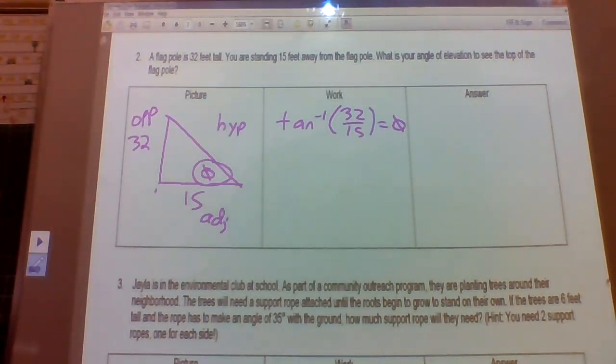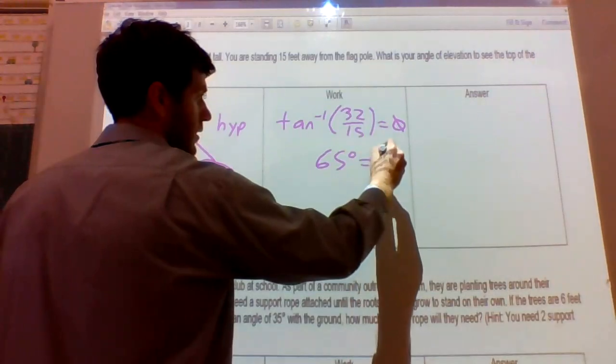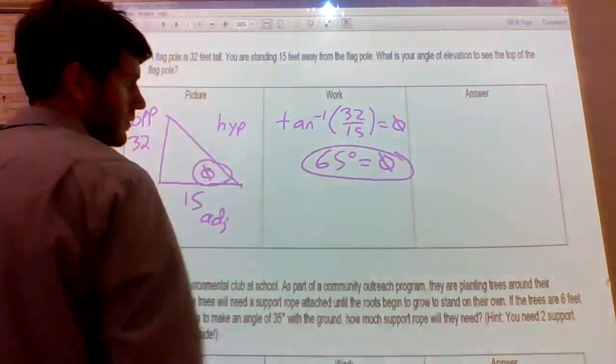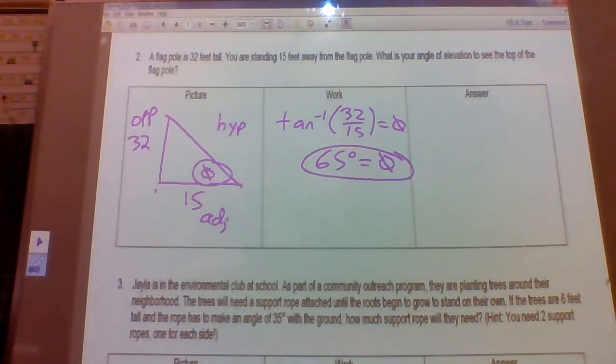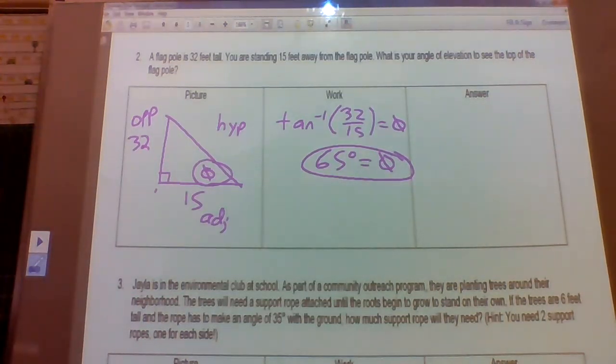So inverse tangent of 32 divided by 15 is going to give us 64.9 degrees. So let's just say 65 degrees is theta. So the flagpole is 32 feet tall, you're standing 15 feet away, this is the right angle. Angle of elevation is the angle going up.